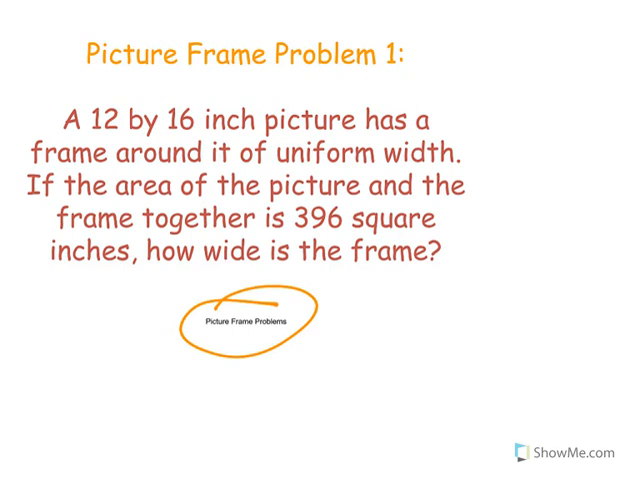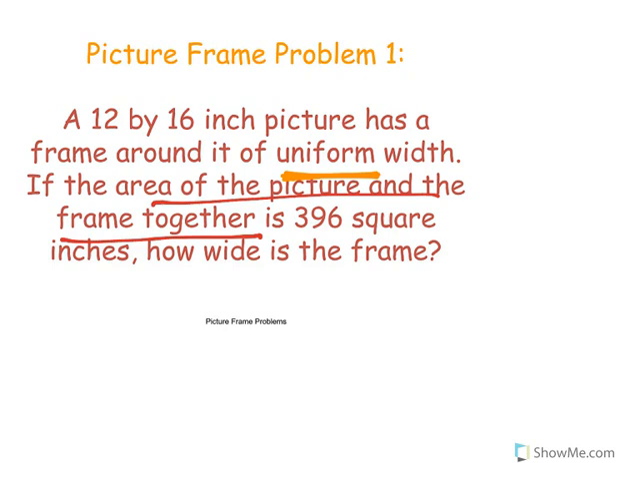So it says a 12 by 16 picture has a frame around it of uniform width. Uniform means the same. It means the thickness of the frame is the same on all sides. It says the area, and this is the second important piece of information, because this will be different at the very end and very different tomorrow, it says the area of the picture and the frame together. Now that's different if we said just the area of the frame or just the area of the picture, which we know about. How wide is the frame?